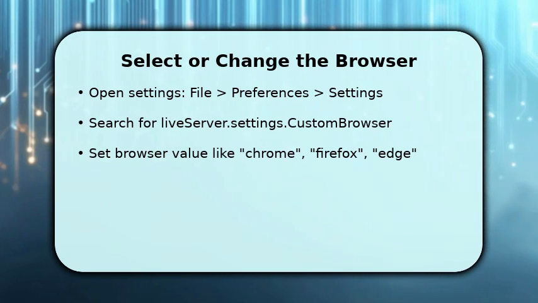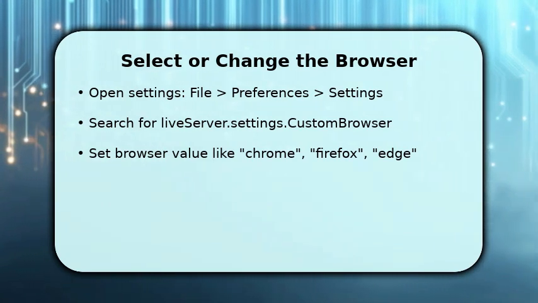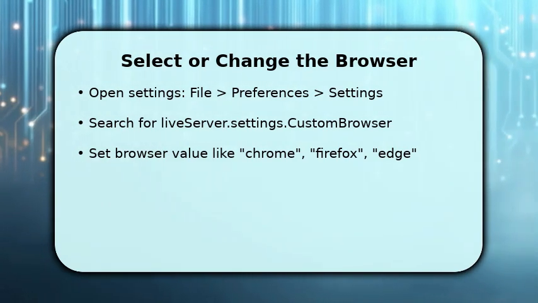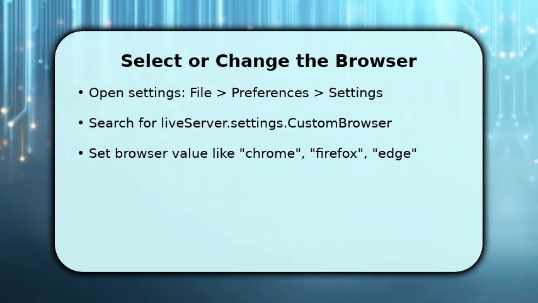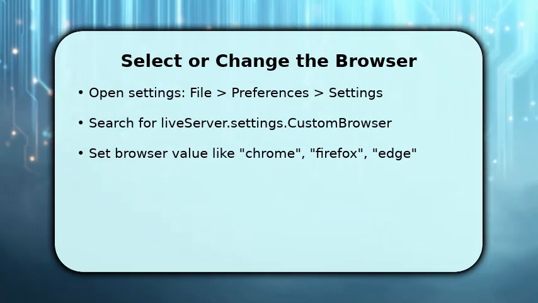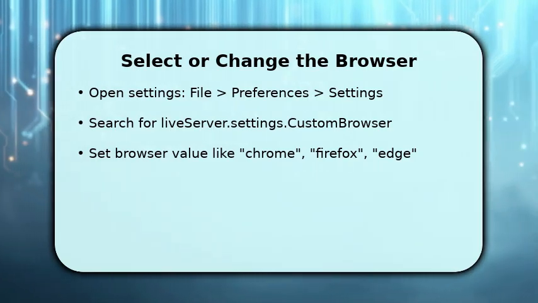Next, change the browser by editing Live Server settings. Open Settings, search for Live Server settings, custom browser, and set the value to a browser keyword such as Chrome, Firefox, or Edge so Live Server targets that app. You can also switch to JSON view for precision.